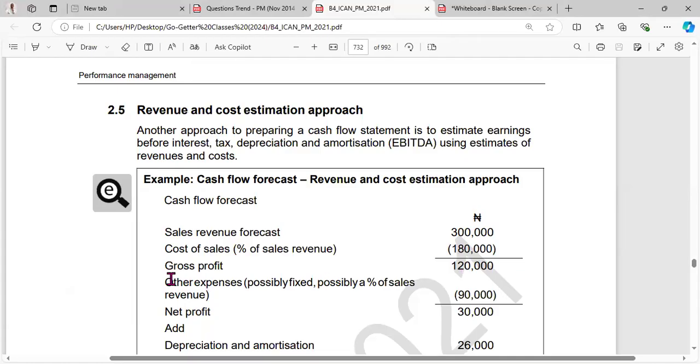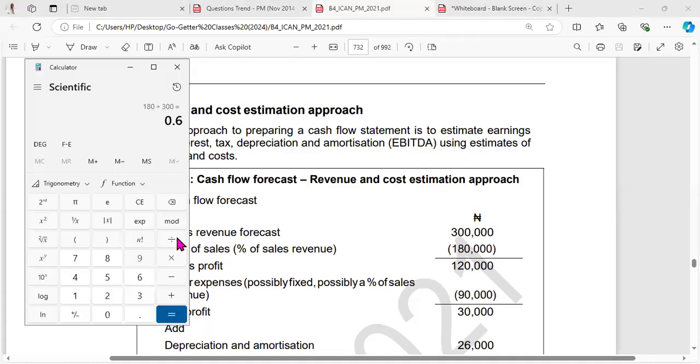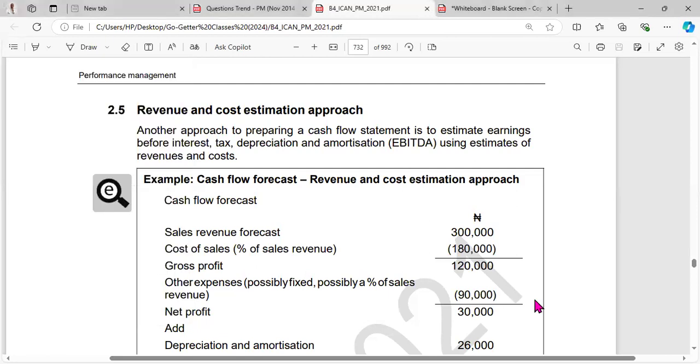Then other expenses, they could be fixed costs, they could be other costs. You can estimate a percentage of them. It's like 90. So 90 over 300, let's see how many percentage that was. 90 divided by 300 gives you about 30%. When you remove 90 from 120, you have your net profit of 30,000.